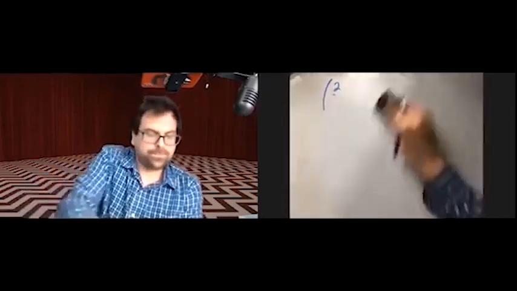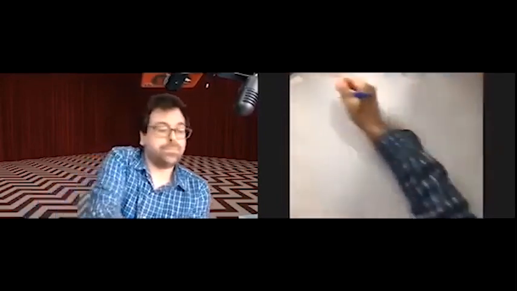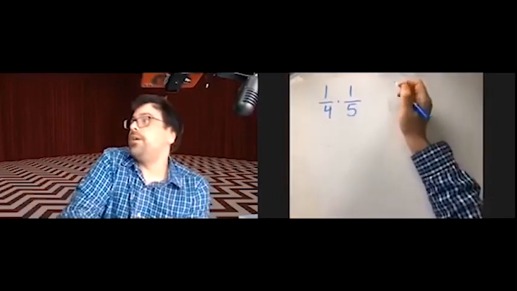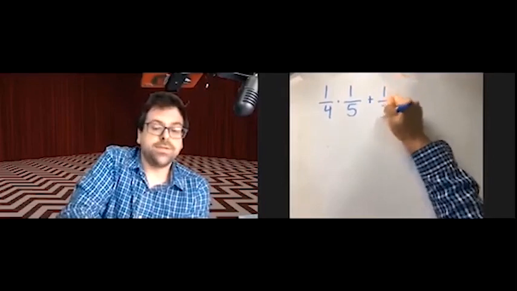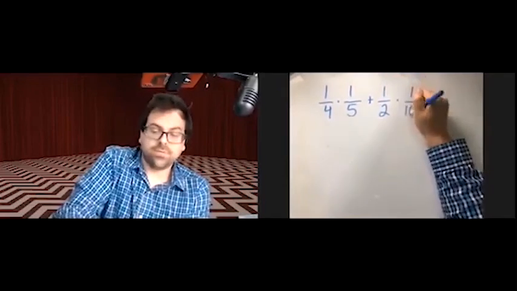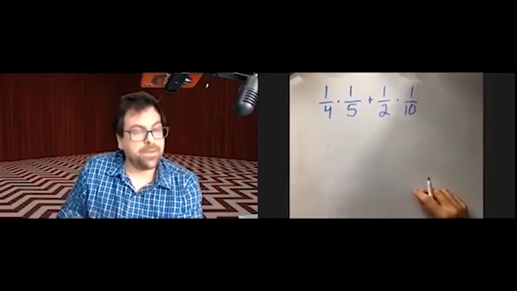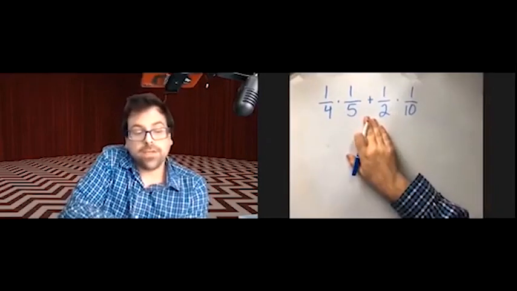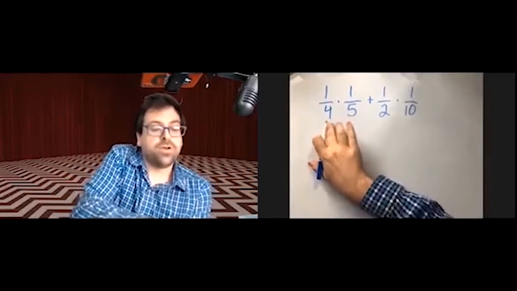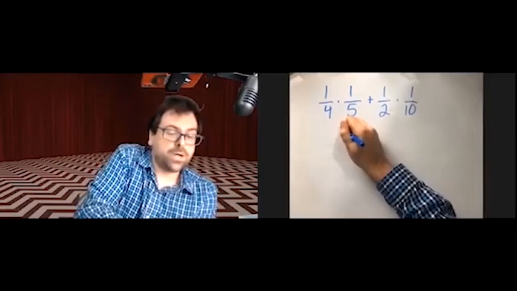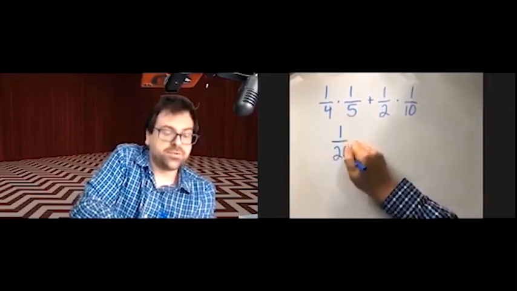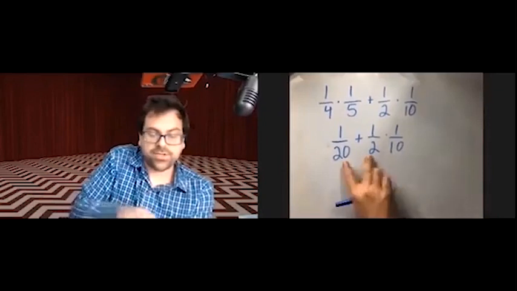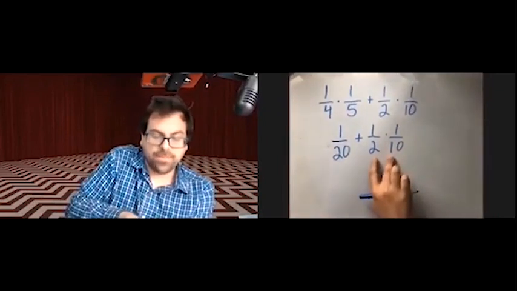Another one. One-fourth times 1/5 plus 1/2 times 1/10. Order of operations says multiply before adding. So here's a multiplication problem. 1/4 times 1/5. 1 times 1 is 1. 4 times 5 is 20. Copy the rest down. We would skip the addition because we have to do this multiplication now.